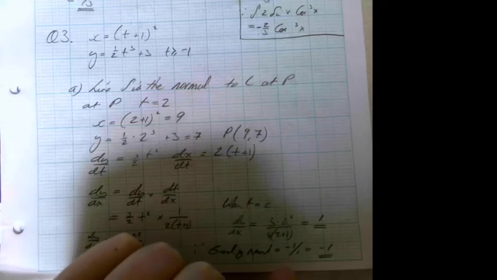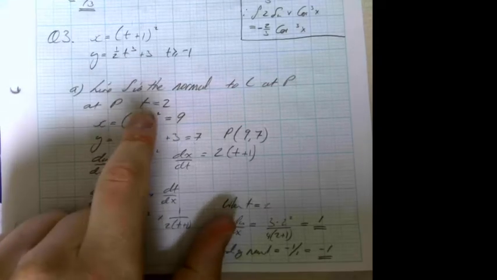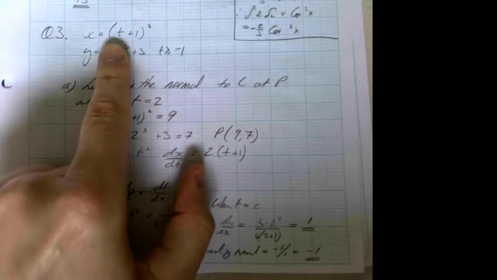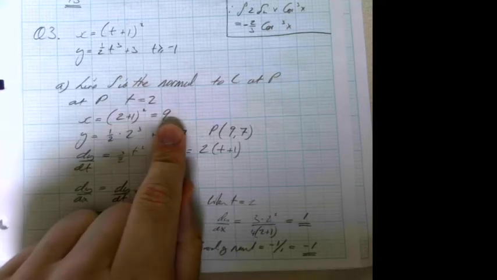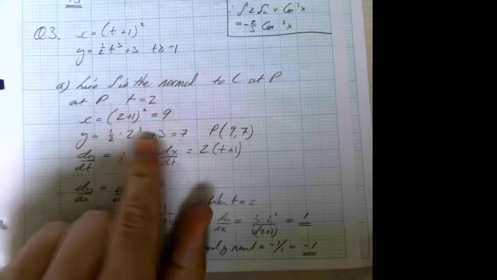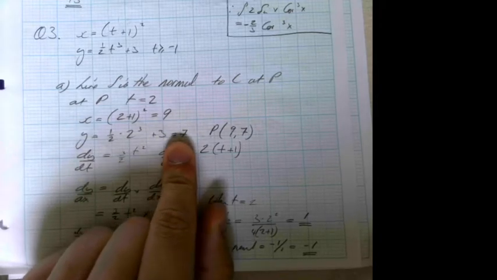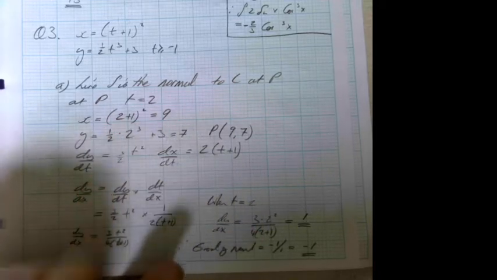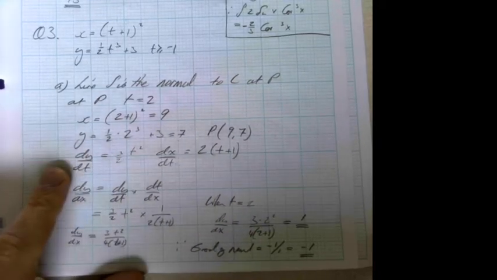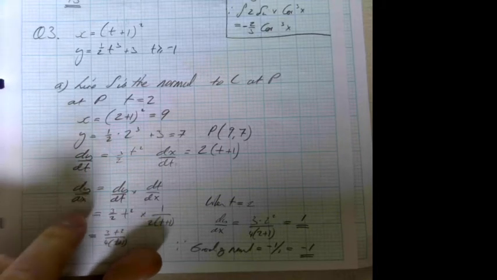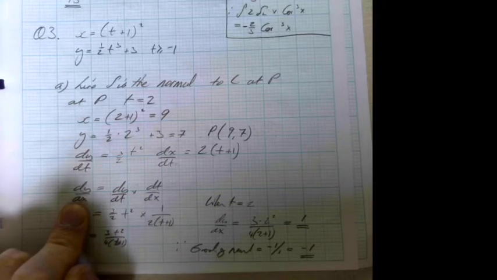Knowing that t is equal to 2 at P, I can substitute 2 in as my t value into x and find that x must be 9. And I can do the same for y, substituting 2 in here, and find that y must be 7. So I now know that P has the coordinates (9, 7). I can also differentiate to find out what my dy by dx would be at that point.